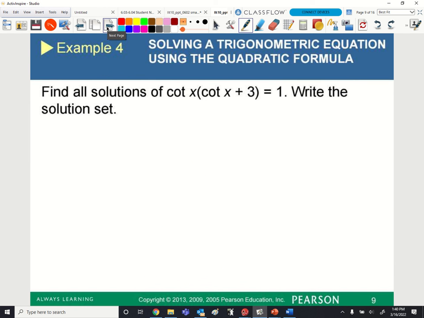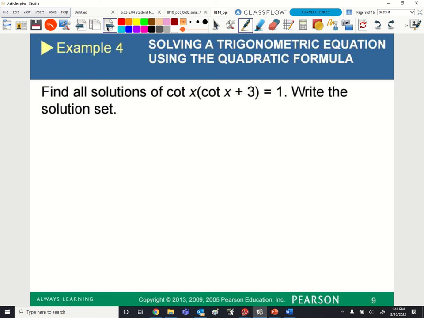There we go. Find all the solutions of this. Write the solution set. Now, does this one right here say what my interval is? No. It doesn't give my interval. So what should I assume the interval is? 0 to 360, right? And if it doesn't say how I want my answers, what's the easiest way to get answers? In degrees, right? So leave it in degree mode unless it specifically says change to radian.